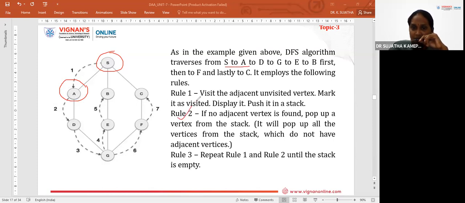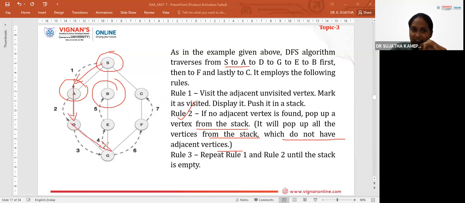Next, rule 2: if no adjacent vertex is found, pop a vertex from the stack. It will pop all the vertices from the stack which do not have adjacent vertices. For example, here B does not have any adjacency, as the search process moves from one node to the next.